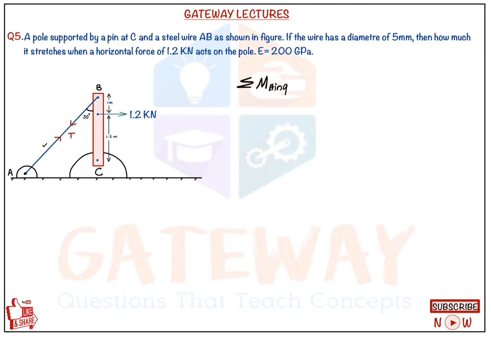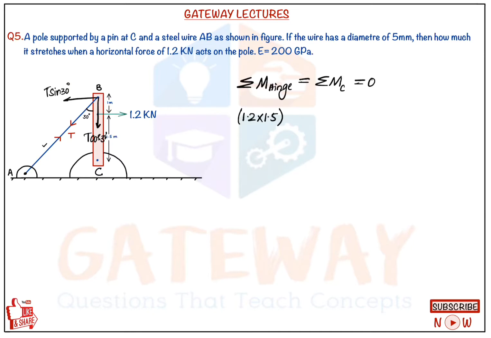If there is any hinge, the moment about the hinge will be equal to 0. Here the hinge is point C, and the sum of moments should be equal to 0. So 1.2 kilonewtons into the 1.5 meter distance is in the clockwise direction, which we have considered as positive. If you take T in components, this will be T cos 30, and this will be T sin 30. Only the perpendicular component should be taken in moment.